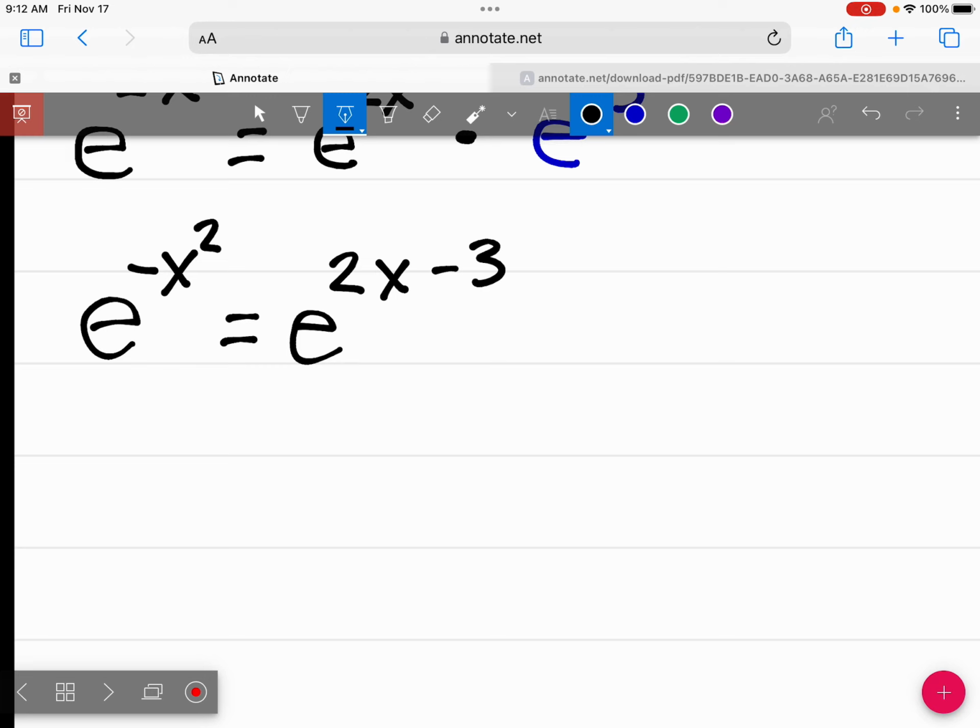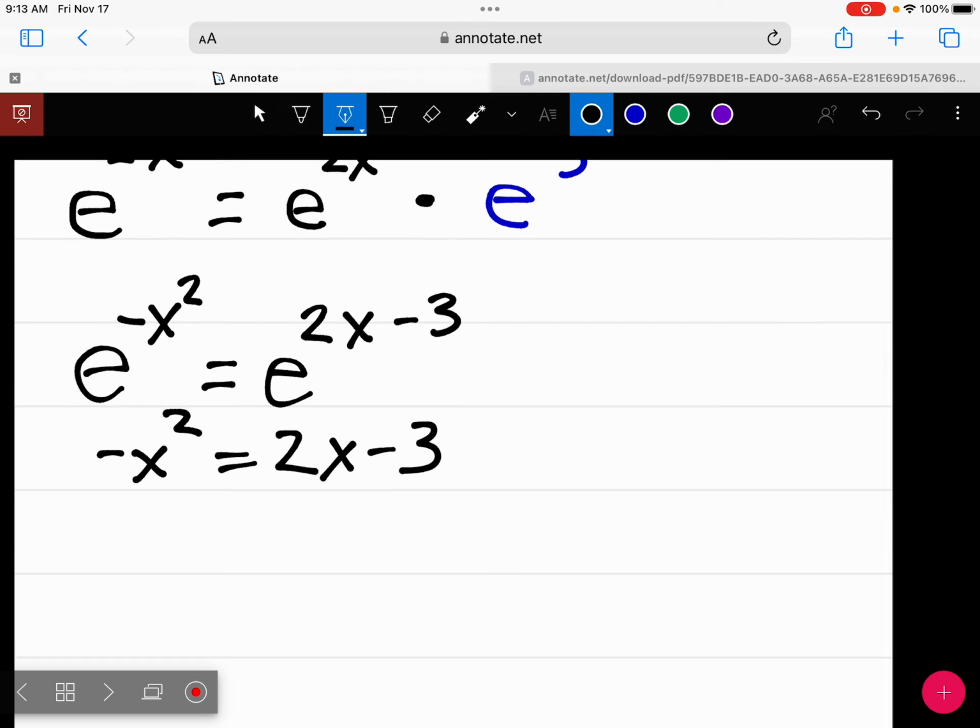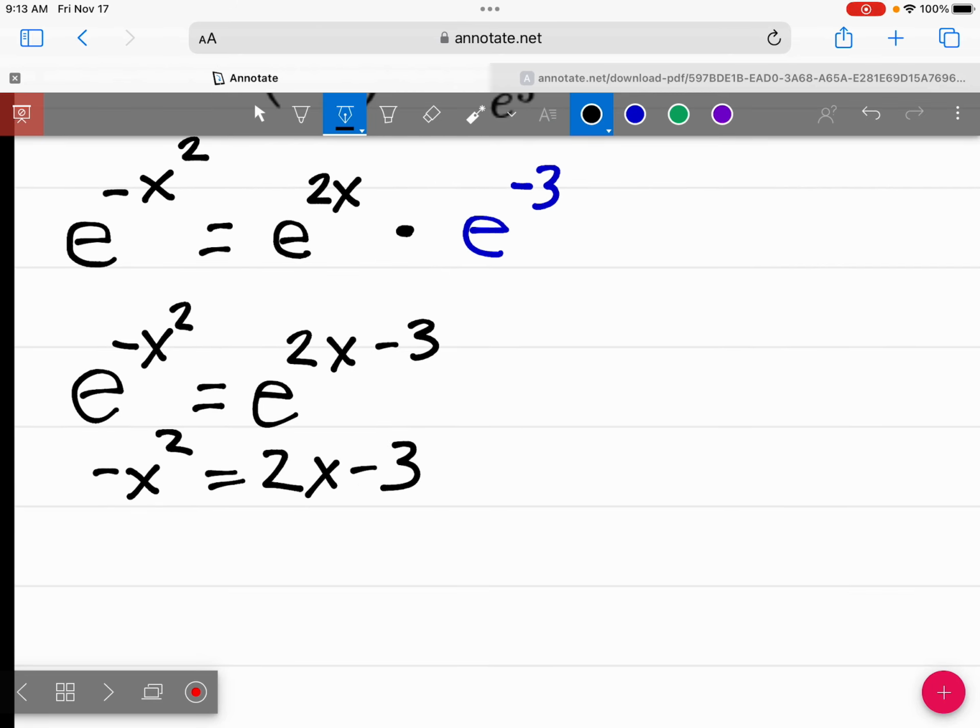Which means I can ignore the base. It doesn't matter what E is. It doesn't matter that it's being raised to the exponent. All that matters is that the opposite of x squared equals 2x minus 3. It doesn't matter that they're E's. Once we get the base common, we get to ignore it entirely.